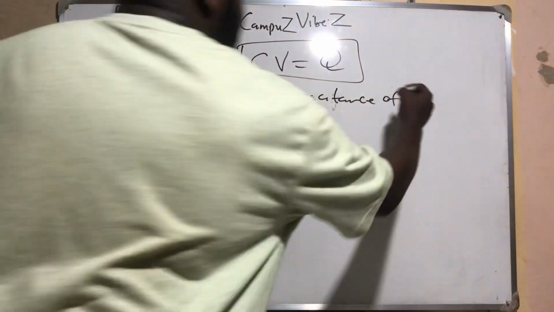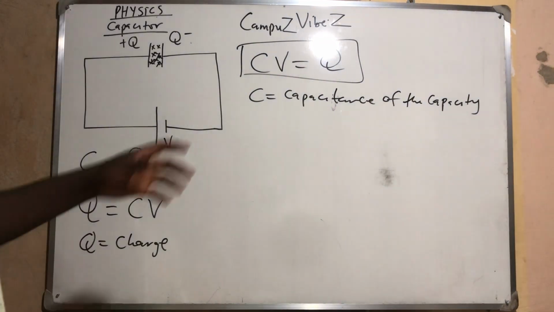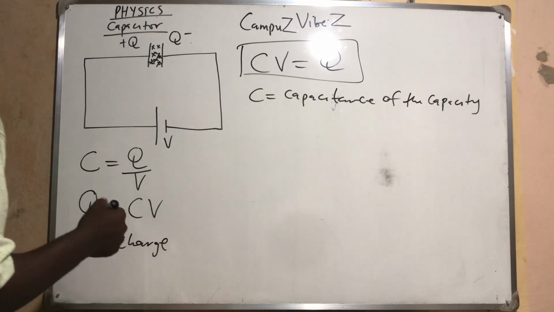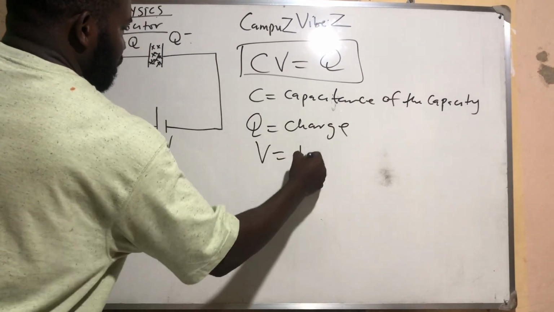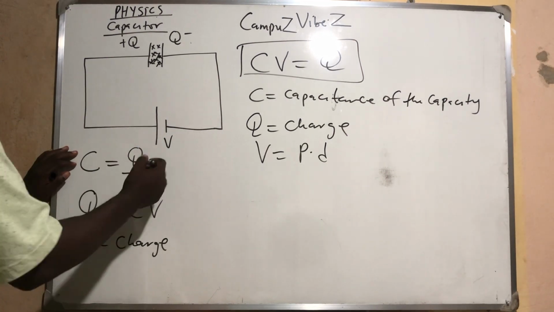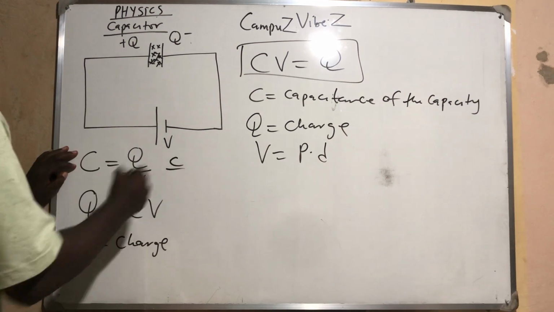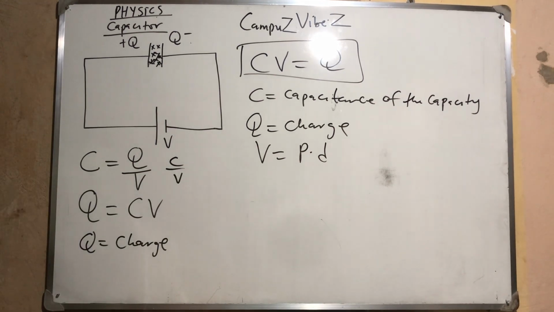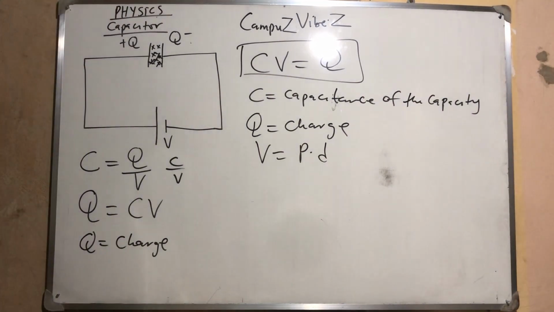of the capacitor. And don't forget what capacitance is: you want to measure the ability of that capacitor to hold an electric charge. Your Q is charge, and your V is the potential difference. So if C is Q over V, charge is measured in coulomb, while potential difference is measured in volt. So your capacitance is measured in coulomb per volt.